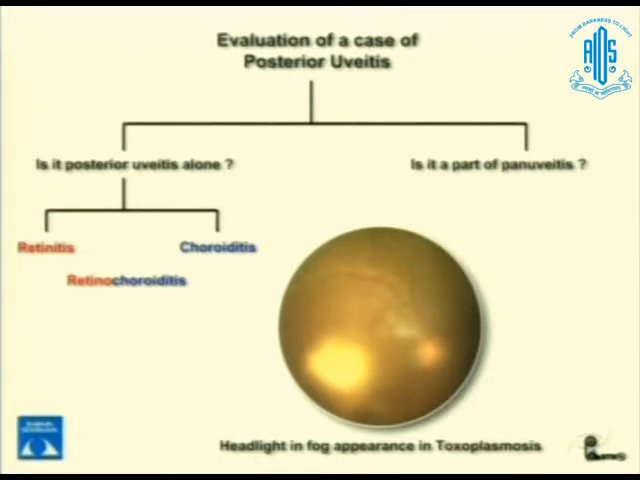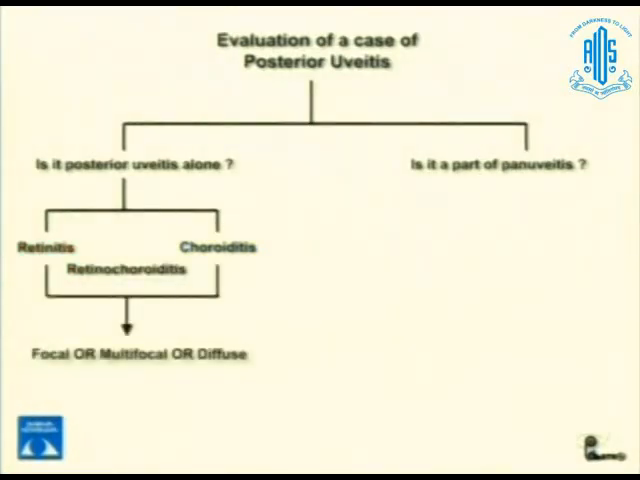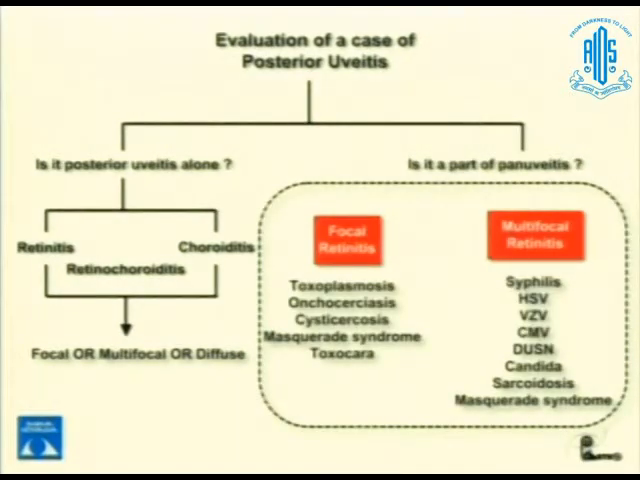Now, there may be a combination of retinitis and choroiditis, which is known as retinochoroiditis. The typical example is toxoplasma retinochoroiditis. So, once you are sure that it's a case of retinitis and choroiditis, the next important step is to see whether it's a case of focal, multifocal, or diffuse. Now, there are various causes of this. Focal and multifocal retinitis are commonly seen in viral diseases like HSV, VZV, CMV.